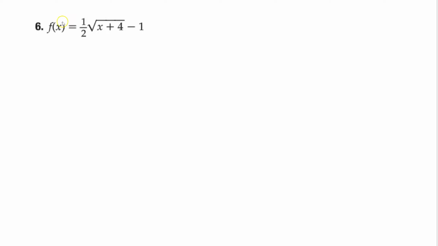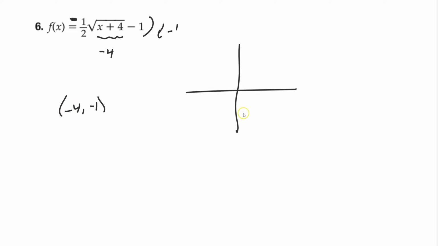Alright, so this one, let's make it fun. Let's make it a negative. Okay. So again, inside opposite, we're going to go left 4, outside follow, we're going to go down 1. So that's kind of where we're starting. -4 and -1. So -4, -1.